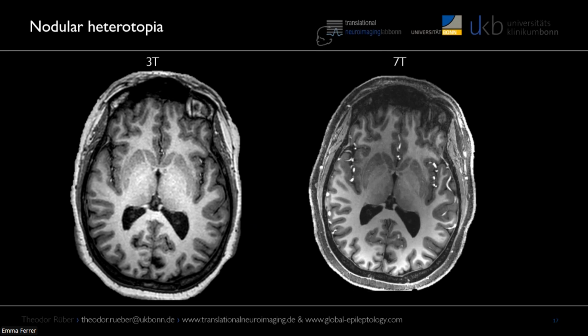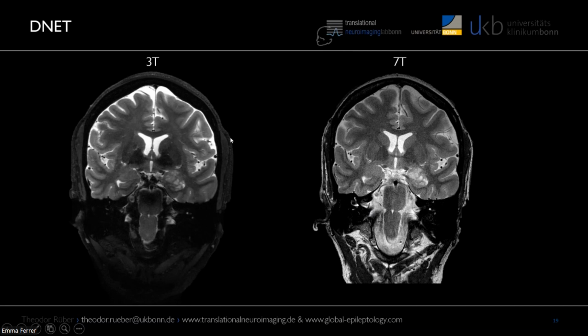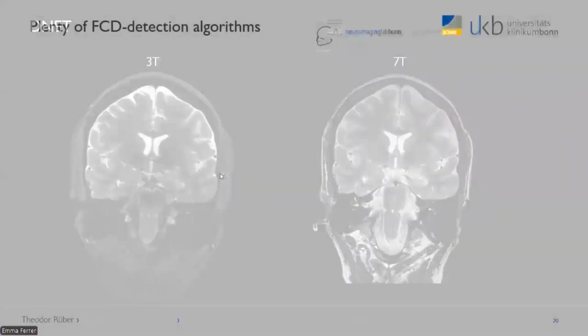Then you have another example with a double cortex. You see here a second cortex just below or beside the normal one, which is also highly epileptogenic, and it's also very difficult to see in the 3 Tesla. But there are other pathologies, for example cavernoma, which is some kind of tumor, where you wouldn't really need 7 Tesla to look at it. You would see this under both field strengths, 3T and 7T. The same goes for this tumor, an embryoblastic tumor that you see under 7T and also under 3T.